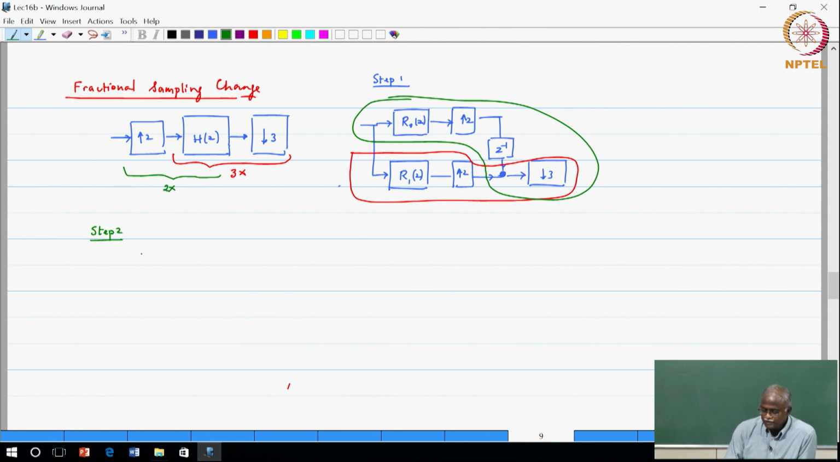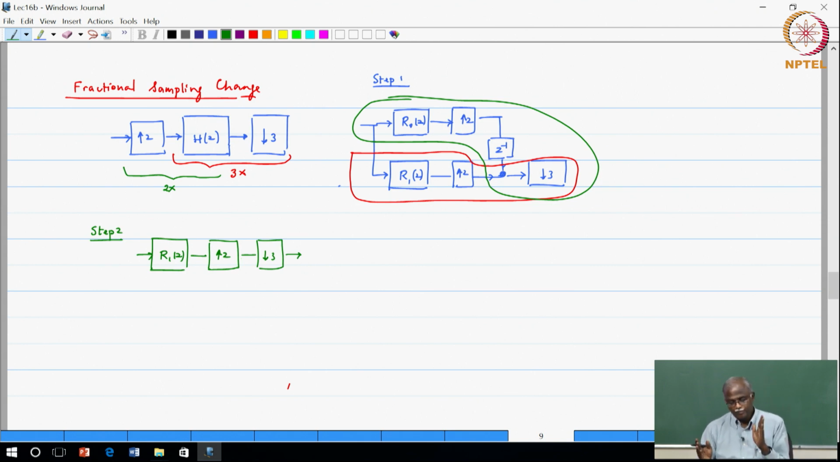Step 2 is I have R1 of Z followed by upsampling by a factor of 2, downsampling by a factor of 3. Okay. I want to get maximum computational advantage. Upsampling by a factor of 2, downsampling by a factor of 3 can be interchanged, they are relatively prime, and then I have a filter R1 followed by downsampler, which means that I can do polyphase decomposition, move the downsampler all the way to the other end and get the factor of 6 advantage for the lower branch.